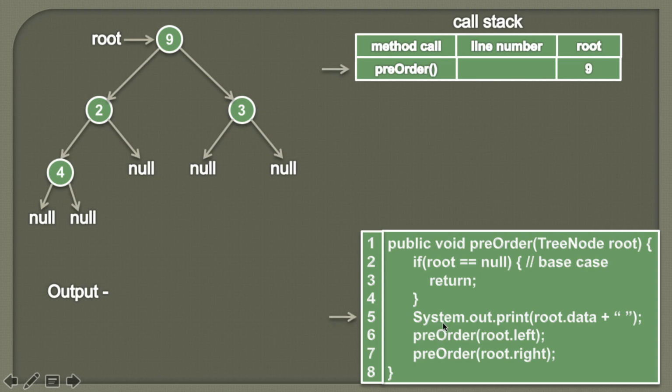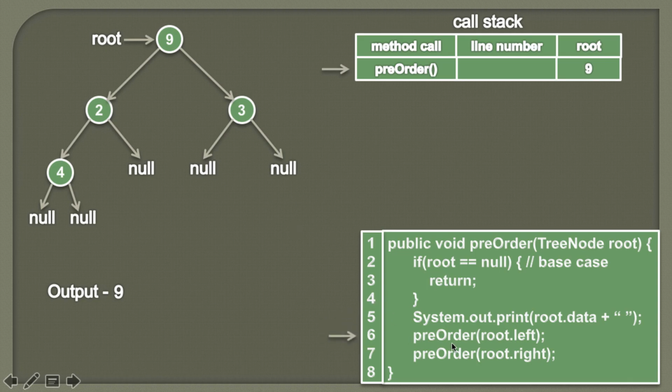And then, as we discussed in our previous slide, first we visit the node, and then we visit its left subtree, and then we visit its right subtree. So we'll first visit the node and we'll print the data associated with that node. So the output is 9. So we have processed this node. Moving ahead.